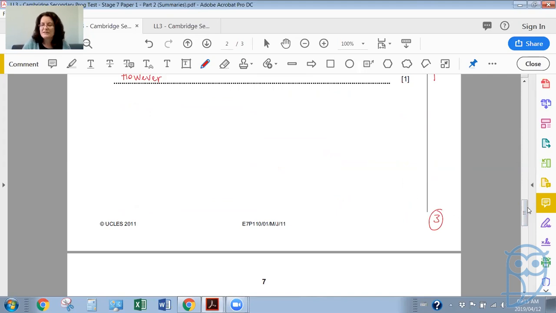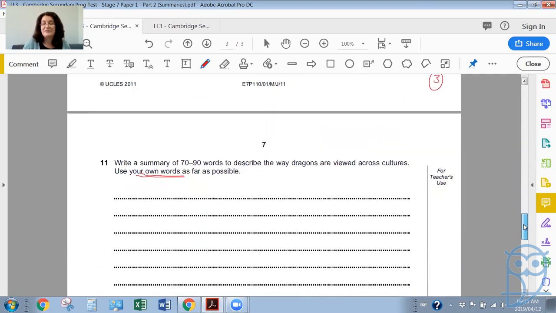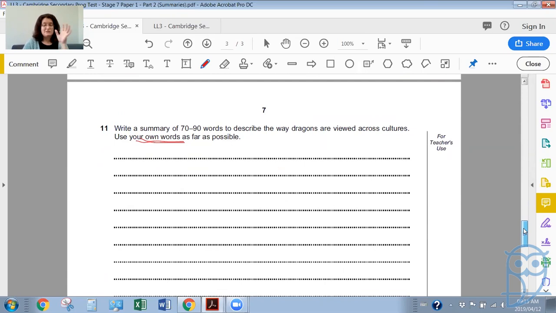Now, let's go down to the next section. Now, this is what we're actually wanting to focus on today. You've got to write a summary. And they want you to write a summary of 70 to 90 words. And this test on summarization will be in every exam that you come across at foundation level. You will get tested on summarizing. So it's something worth paying attention to and spending time on and practicing.